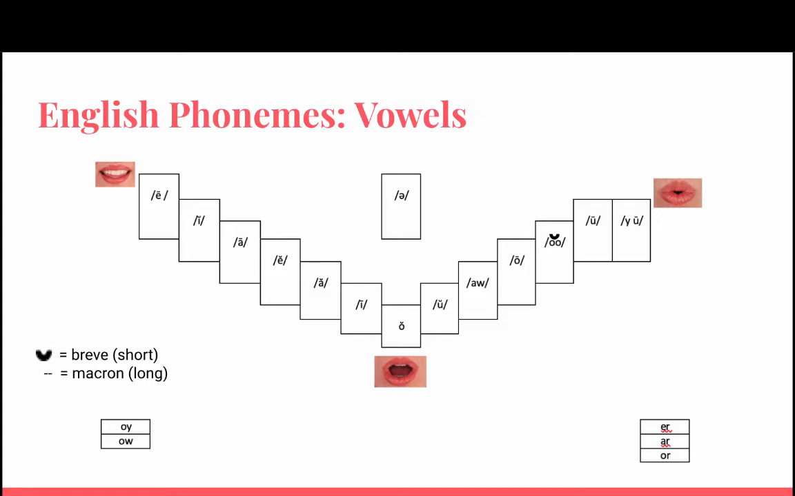Say the vowel sounds with me, starting at the top with E. E, I, A, eh, I, ah, aw, o, oo, you. Did you notice how your mouth position changed from a smile to open and rounded?